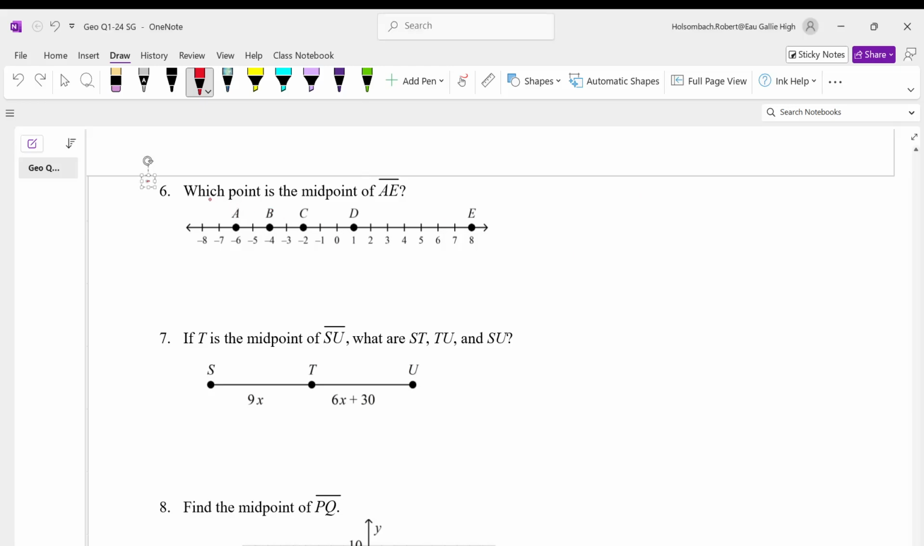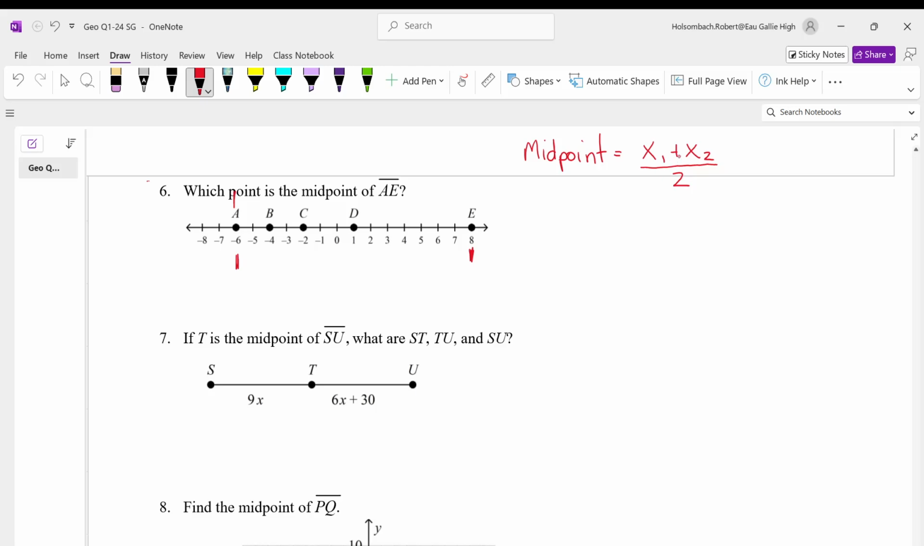All right, problem number 6. Which point is the midpoint of AE? So here's A, and here's E. Midpoint is the middle. So we can say that midpoint is equal to x sub 1 plus x sub 2 divided by 2.